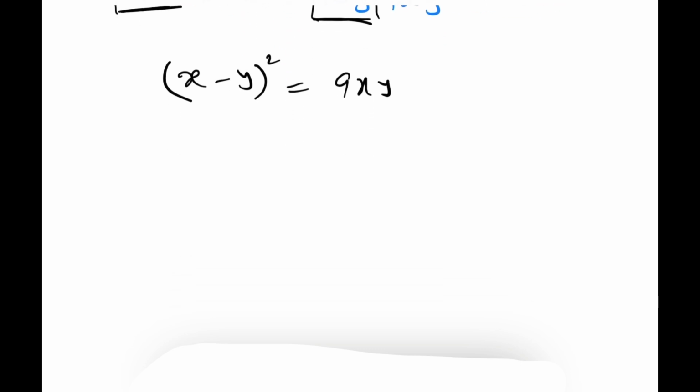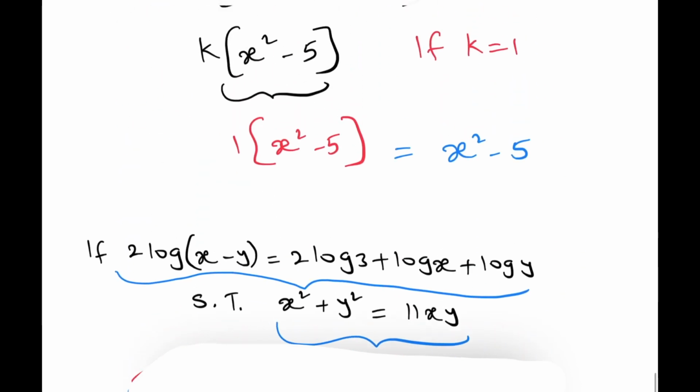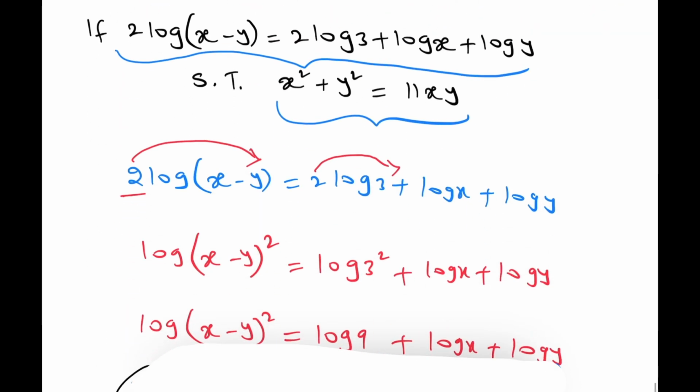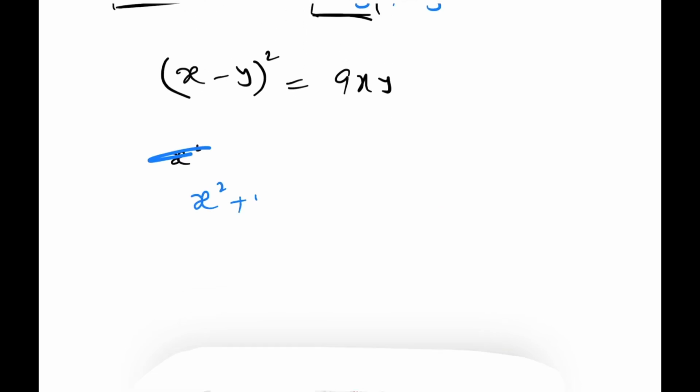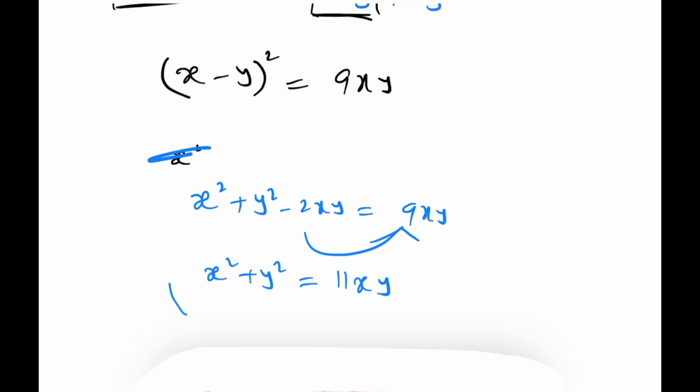Now x minus y whole square, I will expand it because in the equation he's asking us to show x square plus y square. So that is the reason I'm expanding this. x minus y whole square is x square plus y square minus 2xy equals 9xy. Taking minus 2xy to the right side, it will become plus 2xy. x square plus y square equals 9xy plus 2xy, which is 11xy, hence proved.